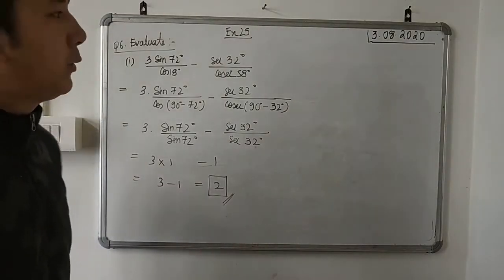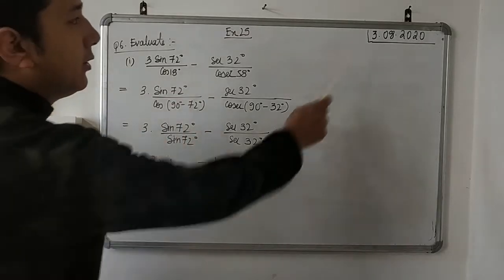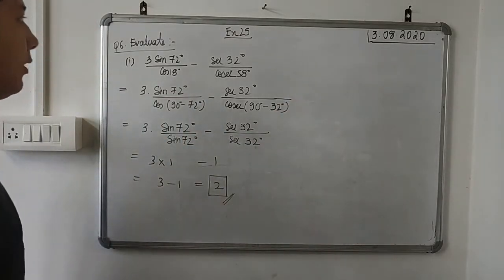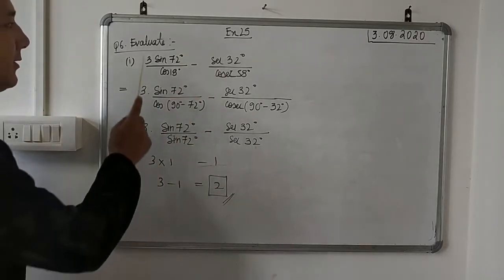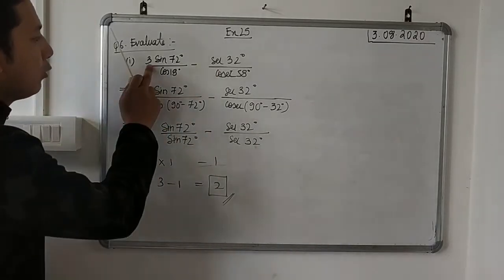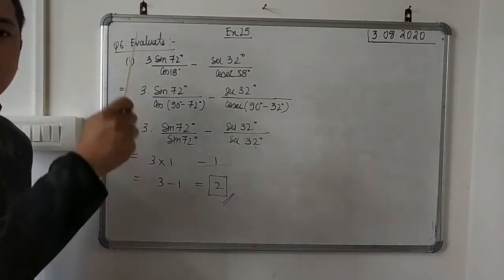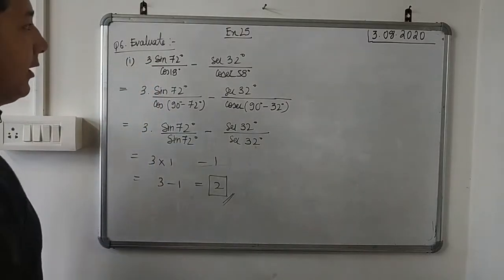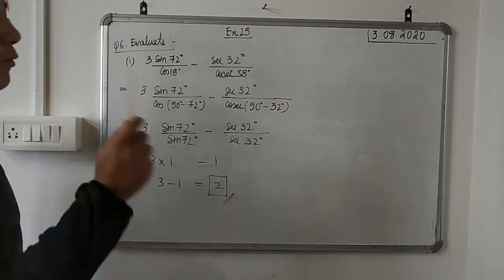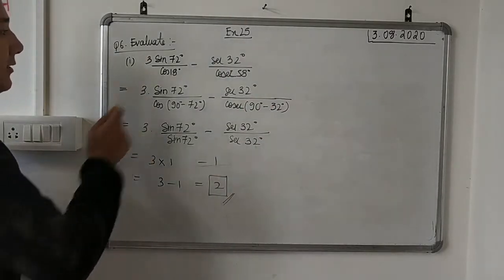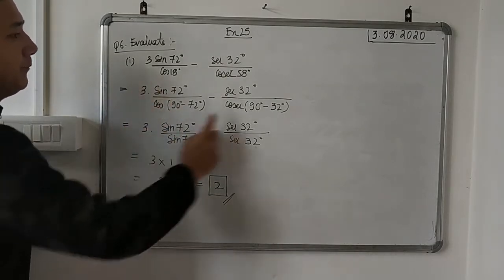In the last class we were doing exercise 25. Today is 3rd of August. Okay, so let's start with our exercise 25. I'm starting with question number 6, evaluate. And I also hope that you have learned the formulas of complementary angles. If you haven't, please learn it by heart, write it on a piece of paper and then proceed with this exercise. Question number 6 part 1 is to evaluate this sum.